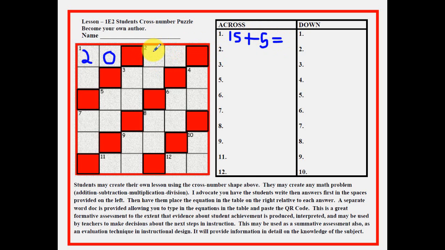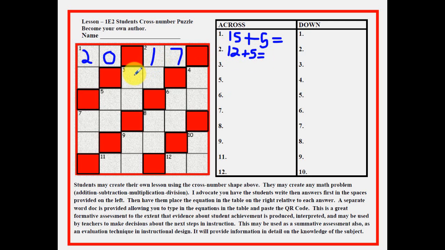Let me give you another example. For number 2, I'm going to use the number 17. And a student could write for number 2, hopefully a little bit neater than what I'm doing. He could say, or she could say, we have 12 plus 5.